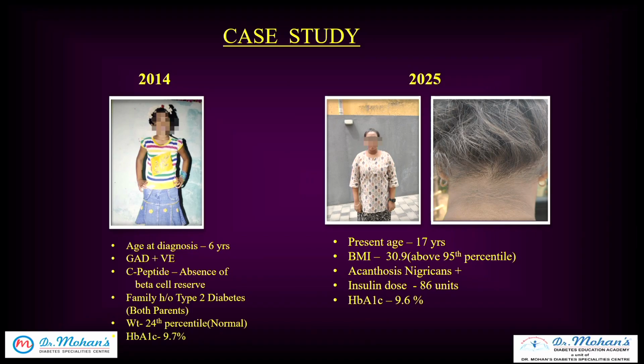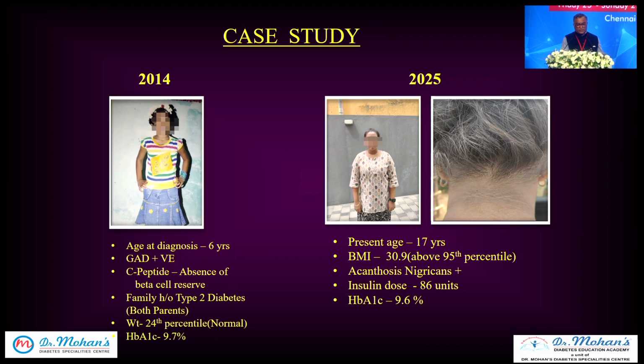In 2014 we had a 6-year-old child diagnosed with type 1 diabetes. She had tested positive for GAD antibody and the C-peptide was absent. Her weight was normal and her HbA1c was 9.7%. The only thing which was not typical is she had a family history of type 2 diabetes in both her parents. We come across this sort of presentation often in our clinical practice.